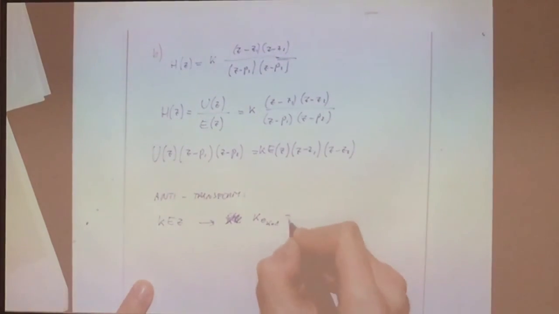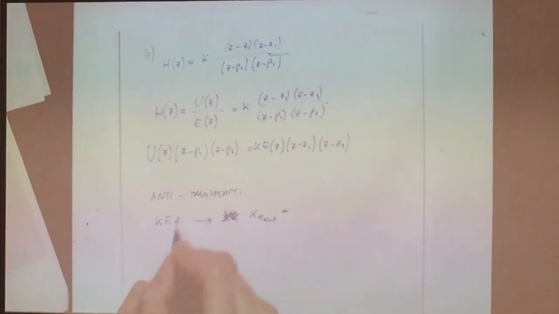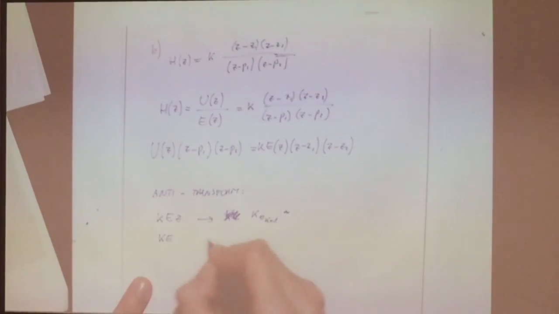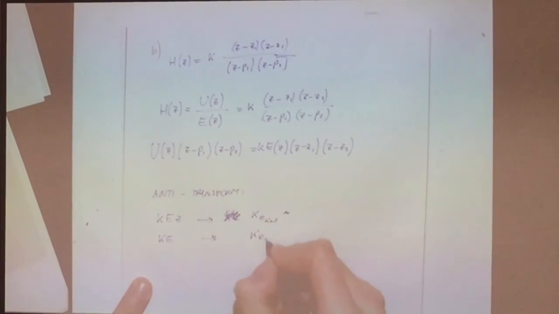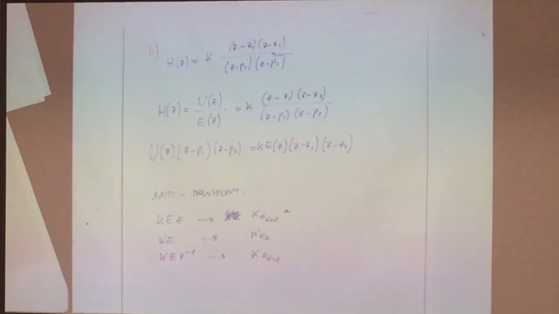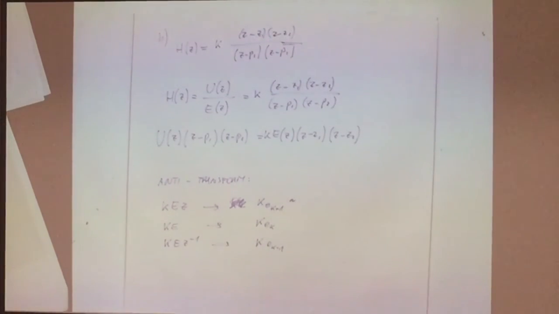K plus 1, right? Because every time you have a multiplication by z, you have a shifting in time when you transform. So if you have a term of type ke, this anti-transforms into ke. And if you have a term ke z to the power of minus 1, this becomes ke minus 1, and so on and so forth. You do the same for u. It's just solving and applying the anti-transformation. I'm not going to do it because it takes some time. It should be easy.